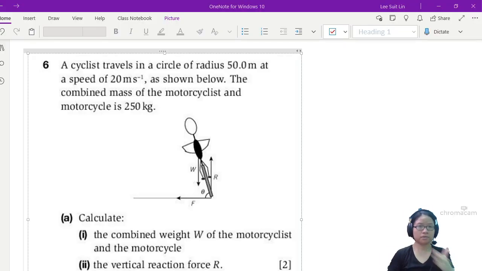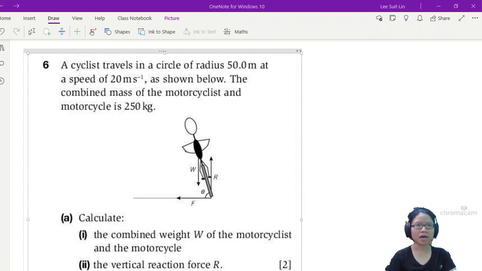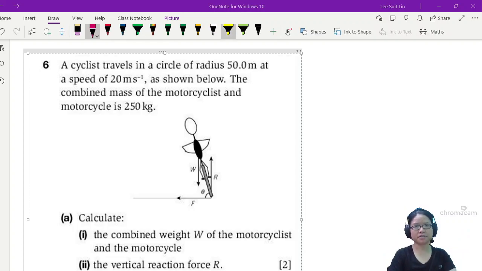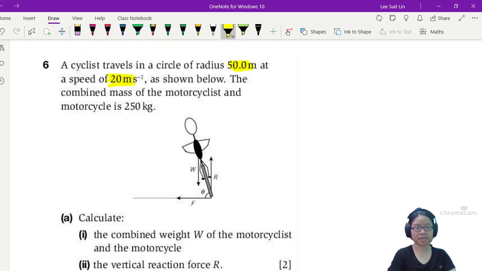You can see this is the free body diagram of the cyclist, super simplified. He is traveling in a circle of radius 50 meters at a speed of 20 meters per second, so he's making a turn. This is a 2D drawing of the video that we have watched just now. The combined mass of the cyclist and the motorcycle; in case of, instead of a bicycle, this is a motorcycle. Calculate the combined weight W of the motorcyclist and the motorcycle.